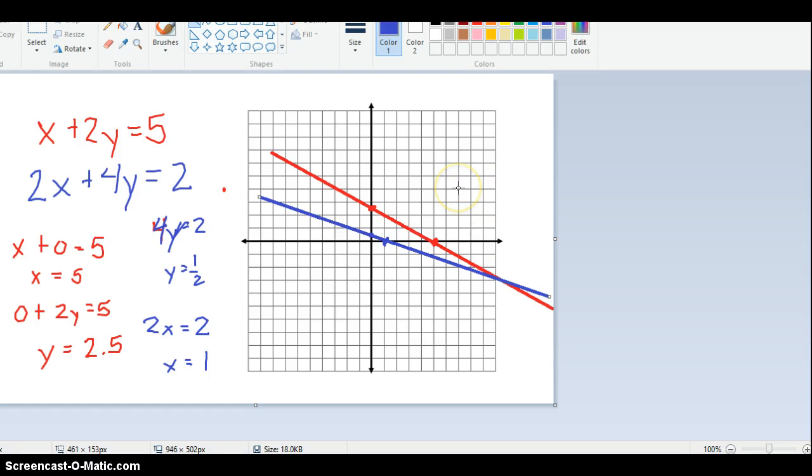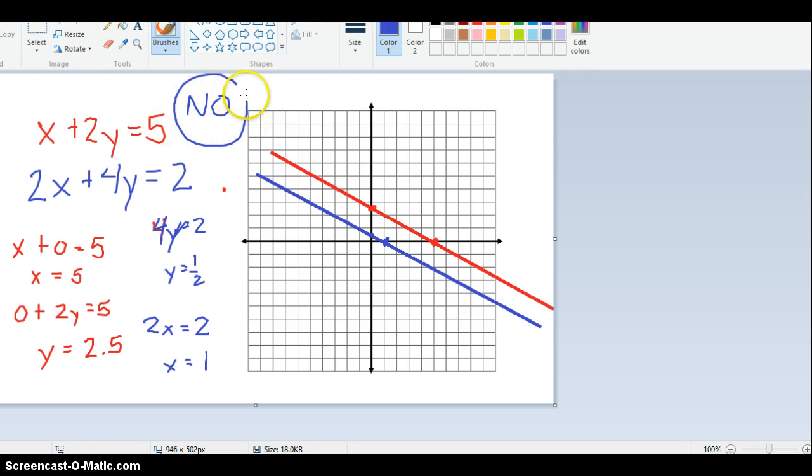Let's see if I graph these correctly. Looks like I'm going to end up with some parallel lines. Since these lines are parallel, what that means is that there's no solution. So if they don't cross, remember, there's no solution. If they do cross at a point, that coordinate where they cross is your final answer.